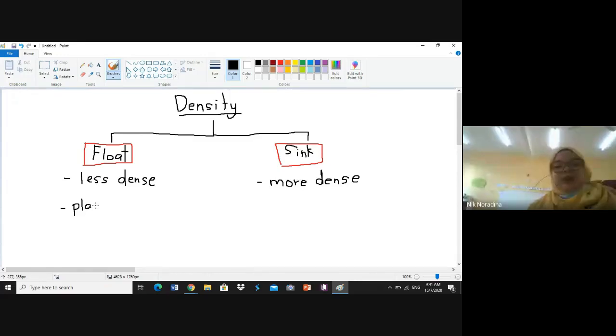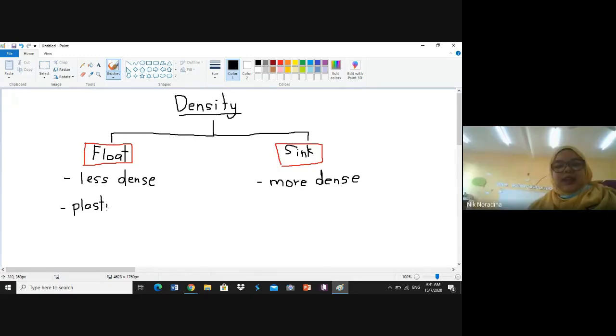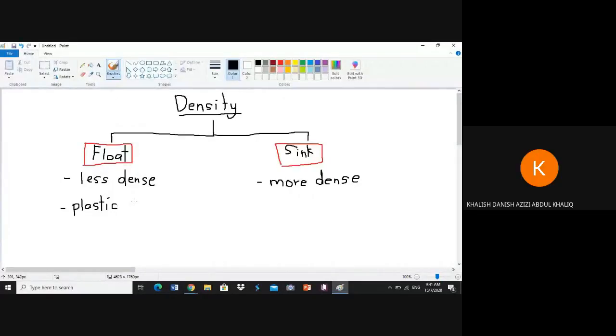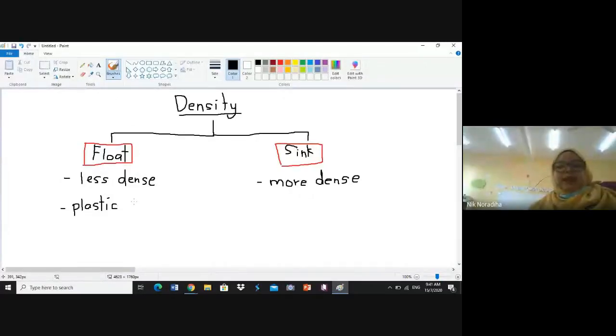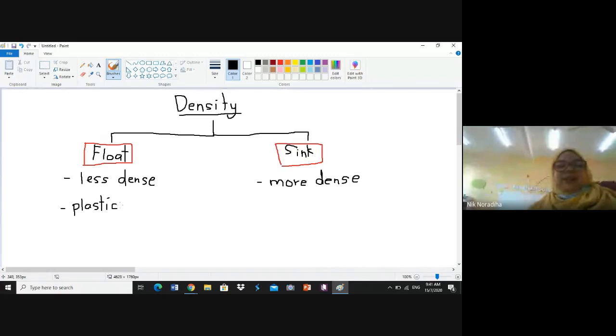So the most important thing here is plastic. Usually things that are made up from plastic will float in water. Plastic duck, plastic boat, plastic bottle. Plastic clay, do we have plastic clay? No. Okay. So next one, what is the other thing that floats in water? Can you give me one?